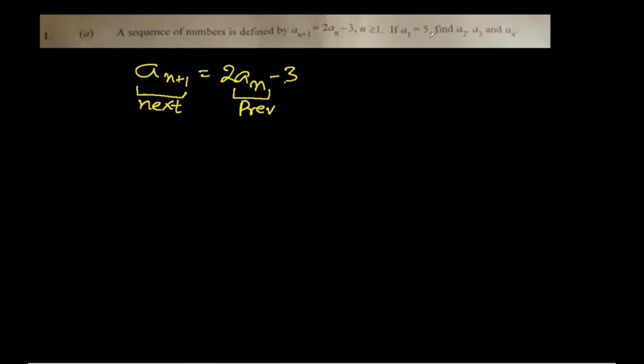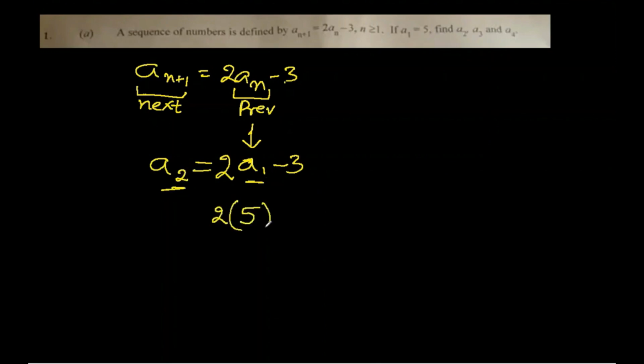So if a1 is 5, find a2. This previous one, a1, is 5. So let me write a1 here. We will double it and subtract 3 to get a2, right? a2 is the next, a1 is the previous. Since they have given a1 is 5, we'll put 5 here, multiply it by 2, subtract 3, and that becomes our a2. So 2 times 5 is 10, minus 3 is 7.